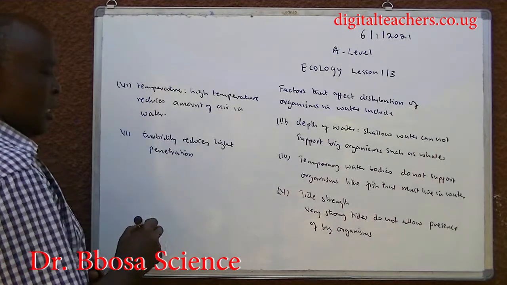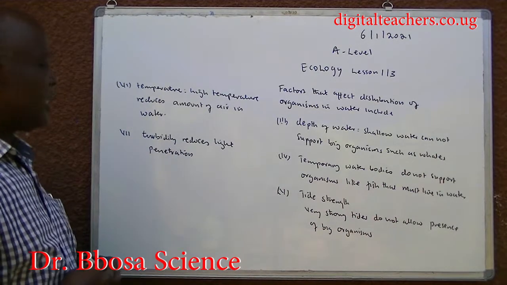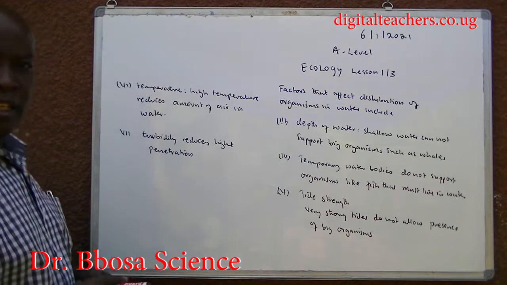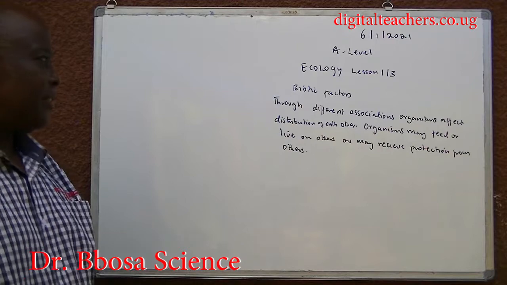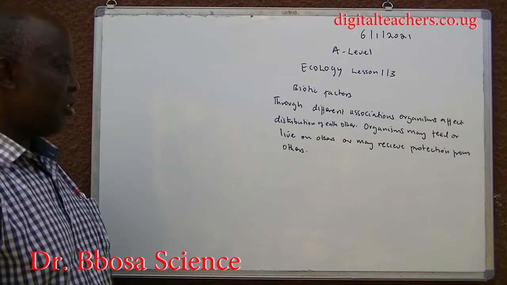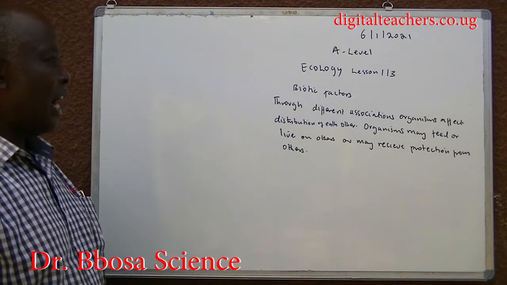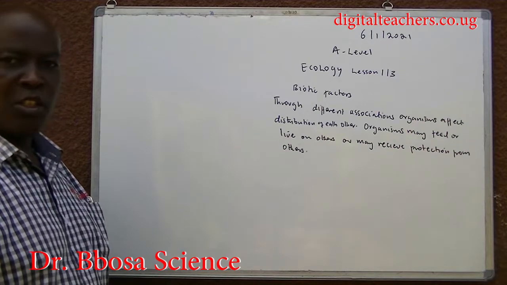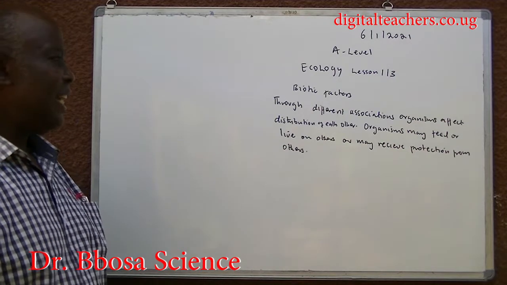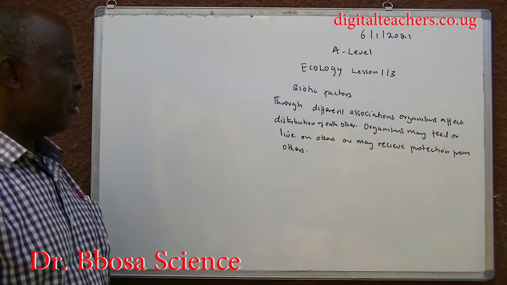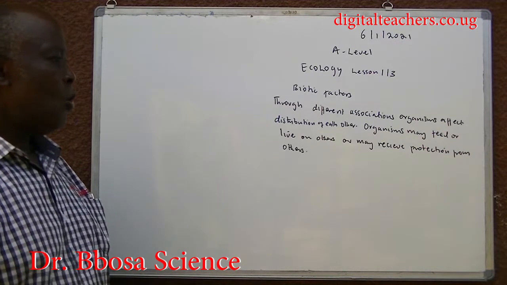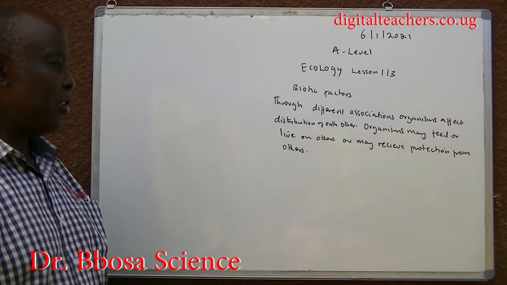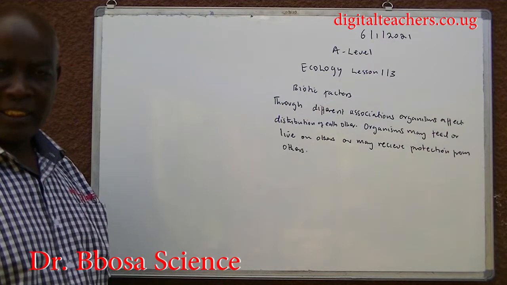7. Turbidity reduces light penetration. Biotic factors. Through different associations, organisms affect distribution of each other. Organisms may feed or live on others, or may receive protection from others.